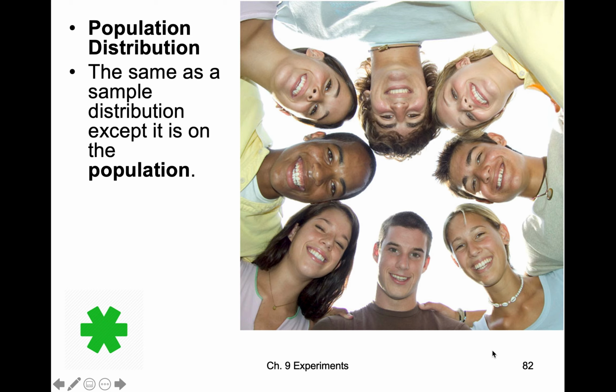And so when I do studies, I usually like to check to say, do I have the same age makeup as the actual people in this city, which I did when I was in Baton Rouge. So population distribution is the same as a sample distribution, except it is on the population. We're going to stop there.